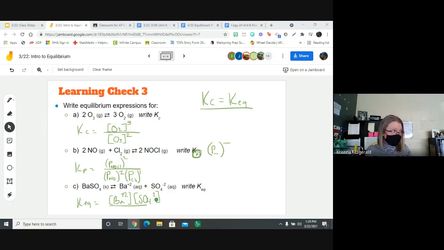Anything on the bottom? Why nothing on the bottom? This is a solid. Get rid of that guy. Don't want it. Okay, any questions about these three before we move along? People at home, drop it in the chat. Morgan's good. Thank you. Hello.